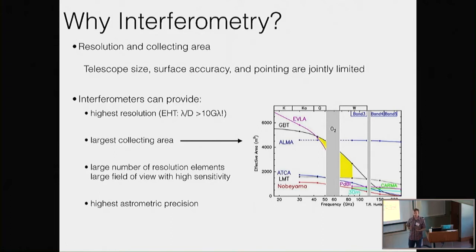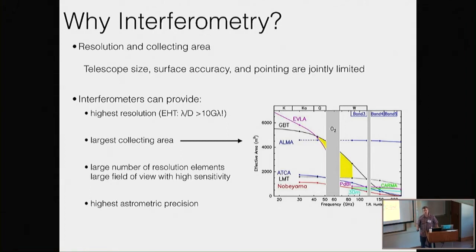They inherently give us a large number of resolution elements per field of view with only one detector per telescope. So rather than having to build a big camera and scan it across the sky, you just put one detector in each telescope and you synthesize a lot of beams. I'll talk about it a little bit later.